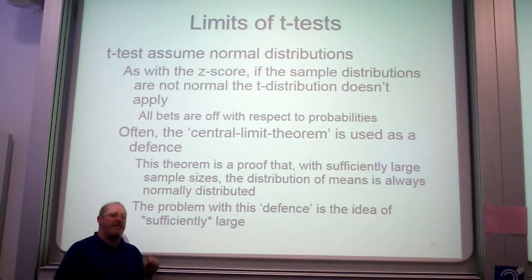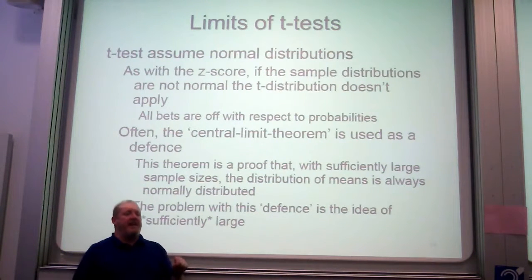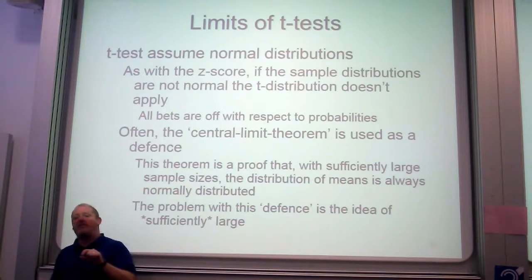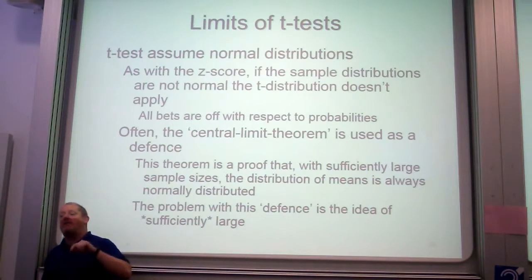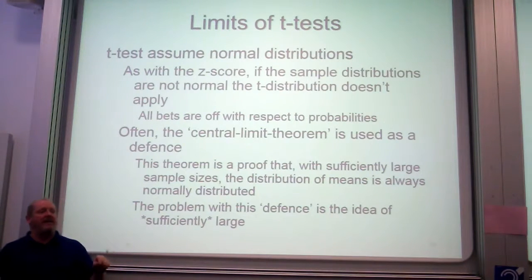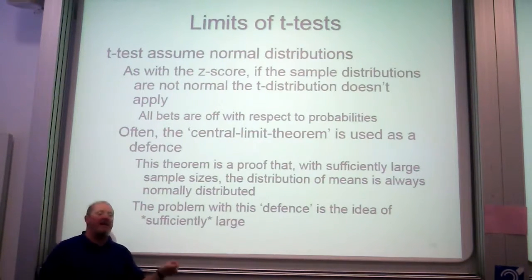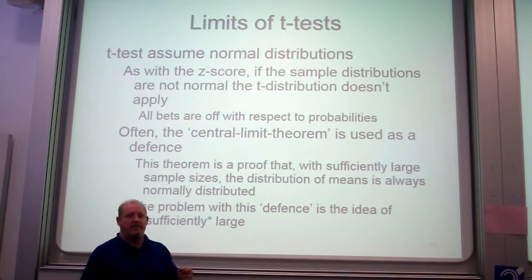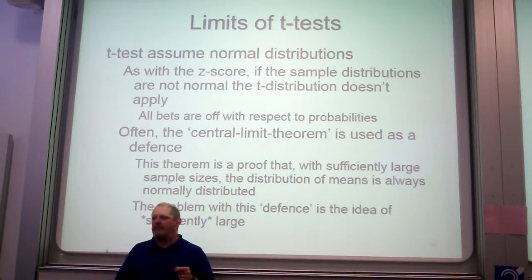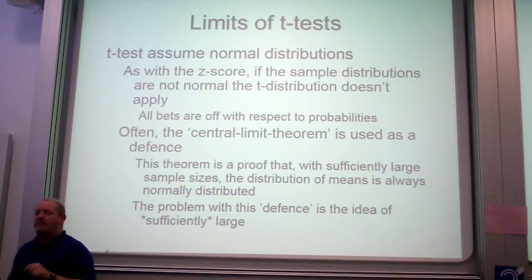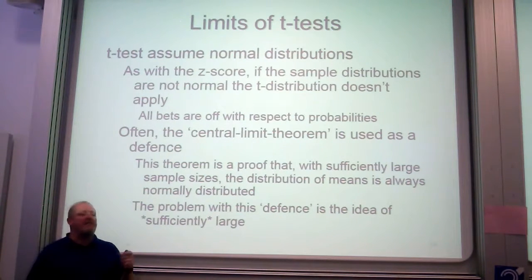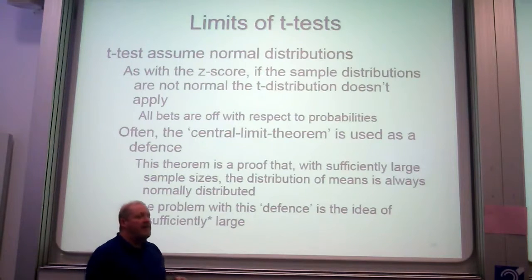And the central limit theorem simply states that if you're looking at means, the distribution of those means is always going to be normally distributed. It doesn't matter about the underlying distributions. It doesn't matter about their shape. And that gives us some comfort.